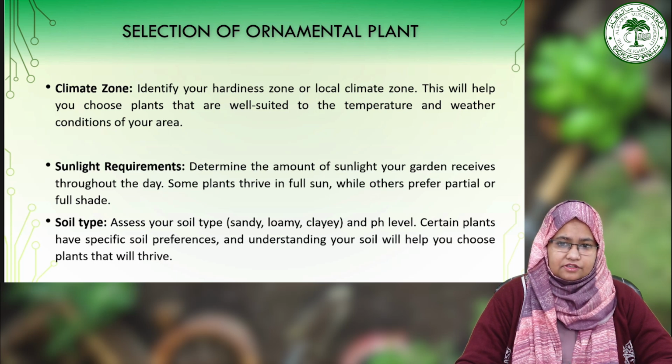Then the next thing is soil type. Assess your soil type, whether it is sandy, loamy or clay, and its pH level. Certain plants have specific soil preferences, and understanding your soil will help you to choose plants that will thrive in these soil types.